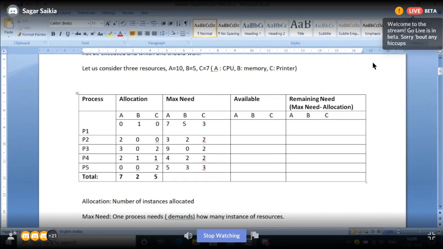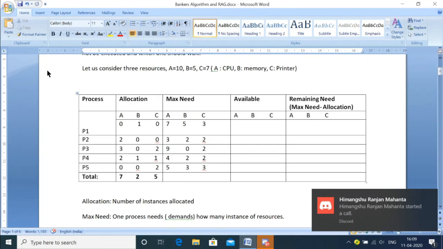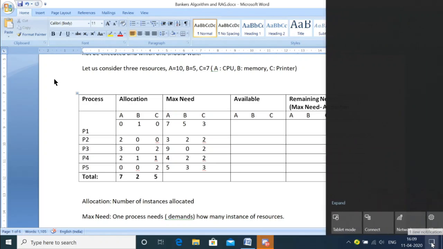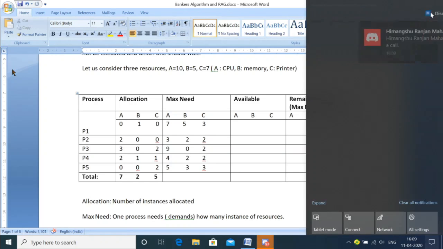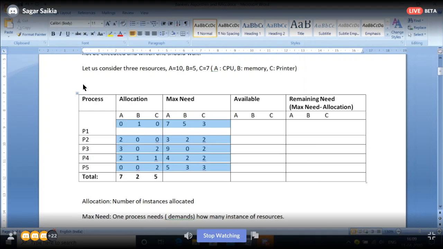Then similarly, process P1 needs 3 instances of C. Okay, so this is the need. So in the exam, you will be having two things given. Two parts of the table will be given to you.